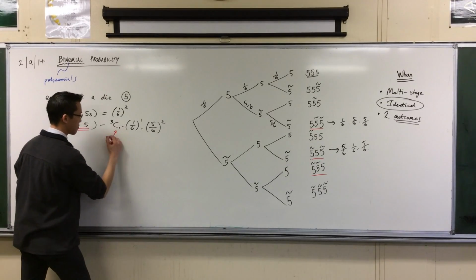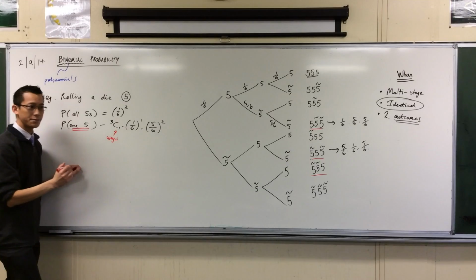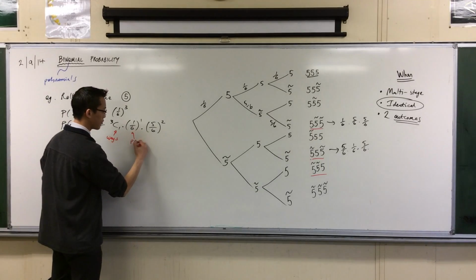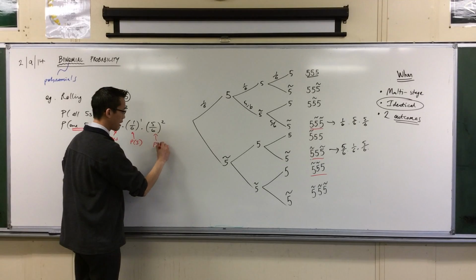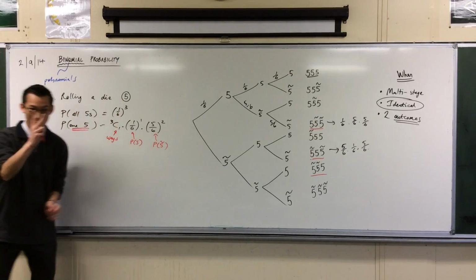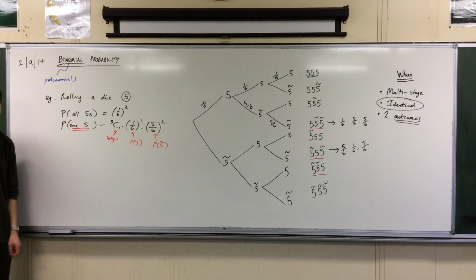Right? This is the number of ways. This is the probability of just getting a single 5. Okay? And these are the probabilities of getting a not 5, and I want 2 not 5s because I only have 1 5. Sorry, too many numbers. You following so far? Is that all right?